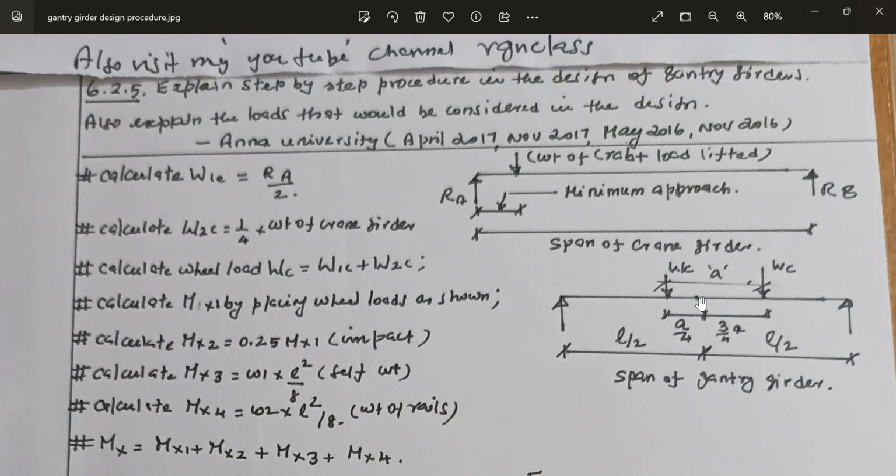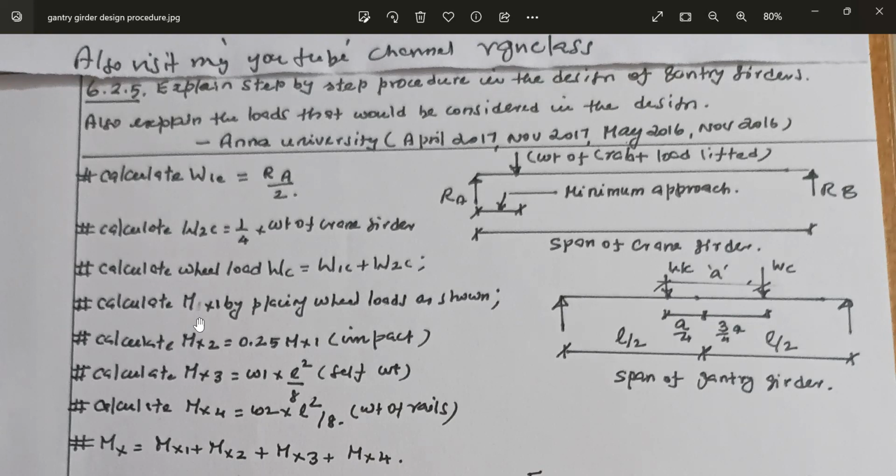length of the building. The wheel loads are placed such that one wheel load is at a distance of A by 4, where A is the midspan distance between the two wheels, and this distance A by 4 is with respect to the midspan. For this position of the load, you calculate the bending moment under the load. Calculate the reaction, then this reaction into this distance will give the bending moment.